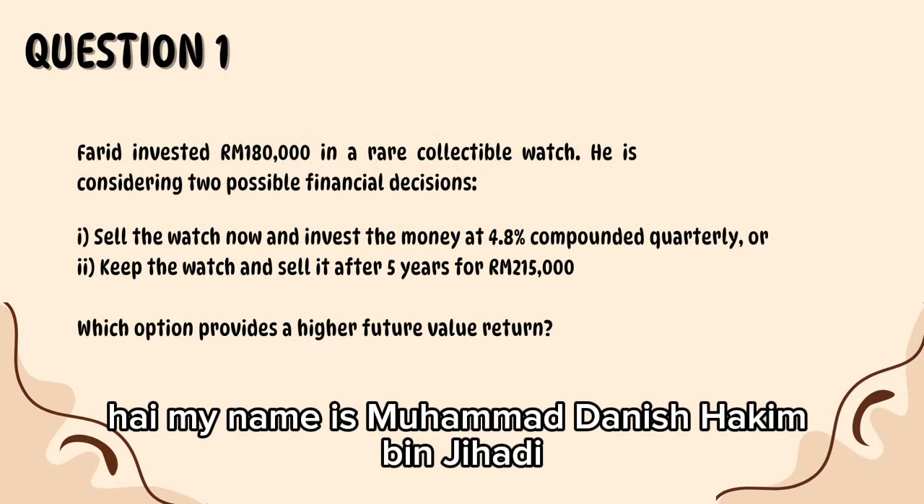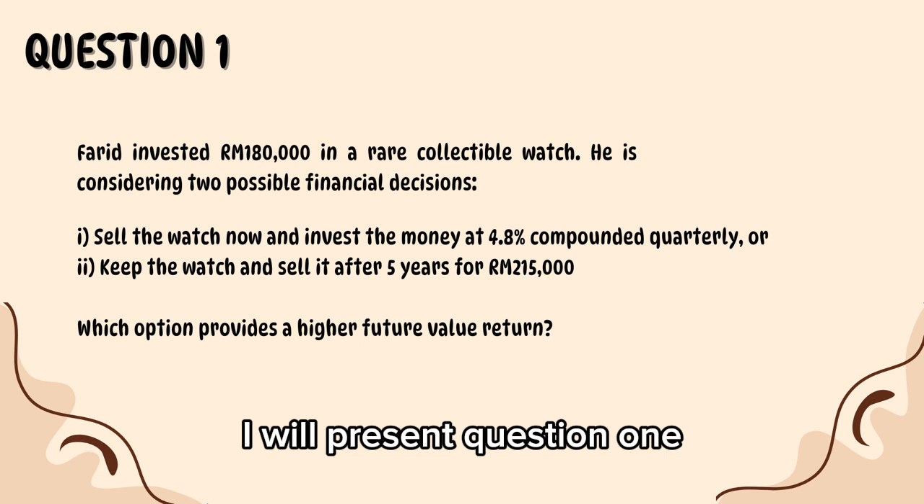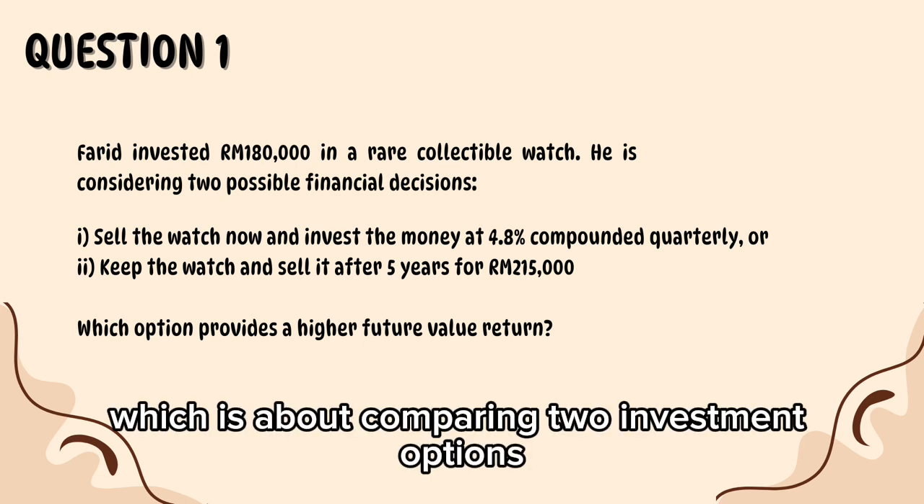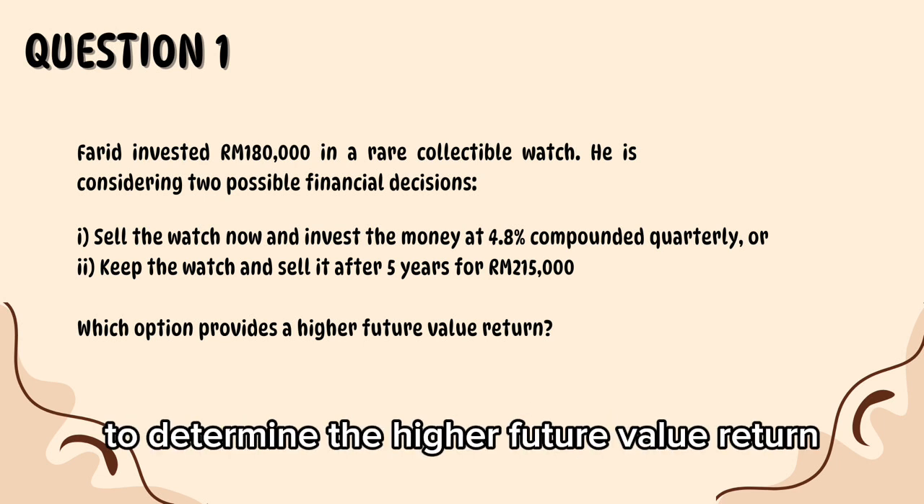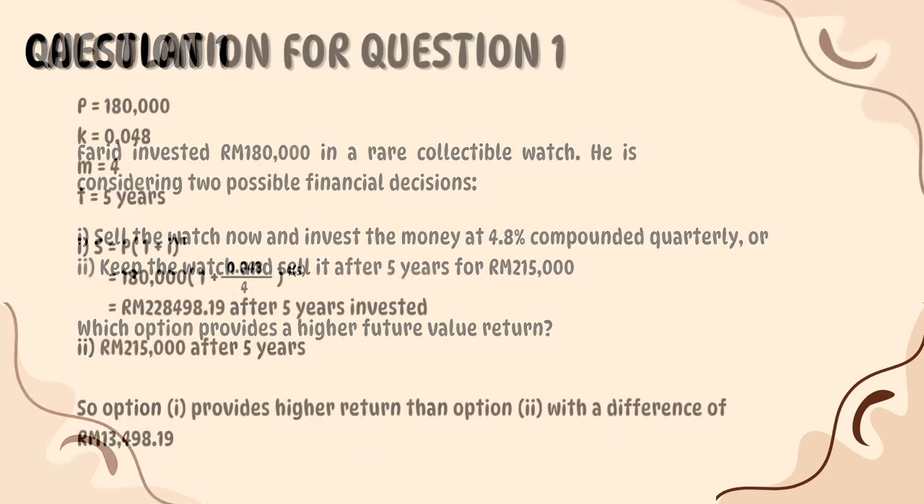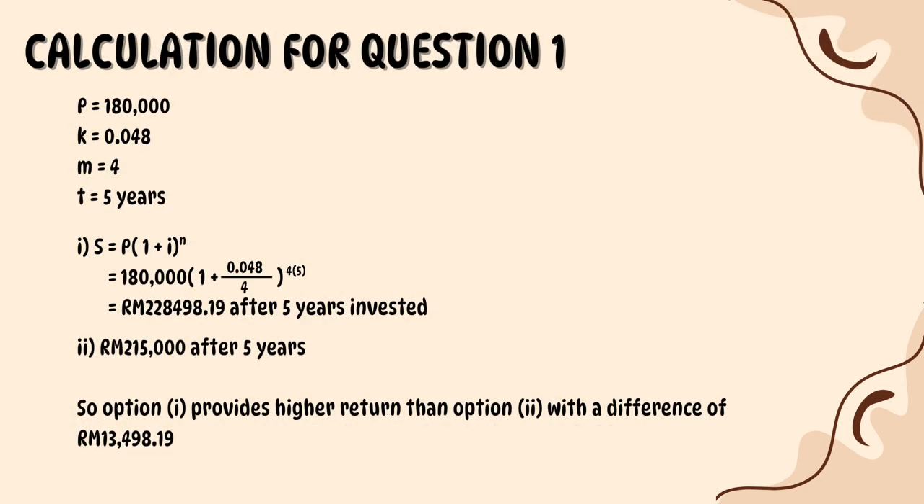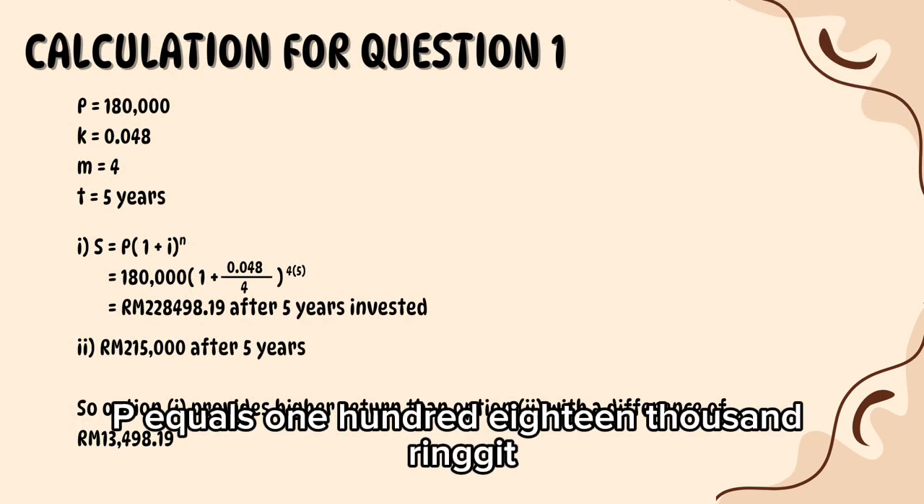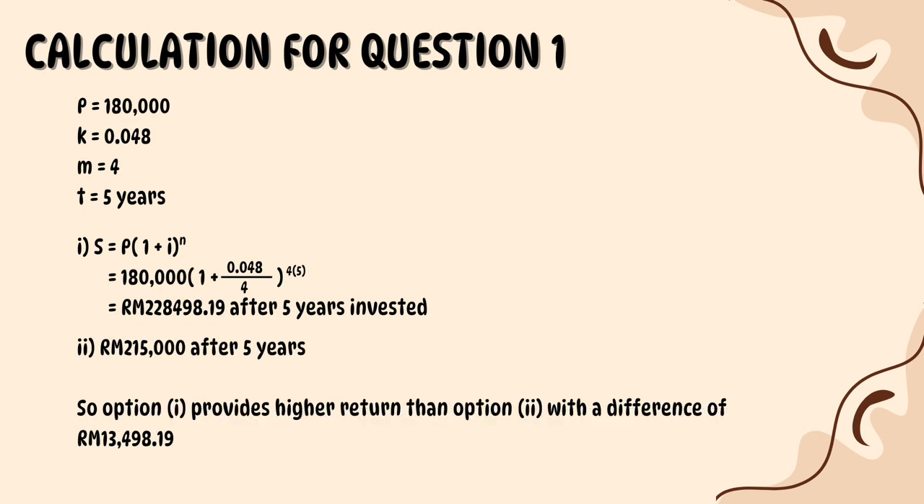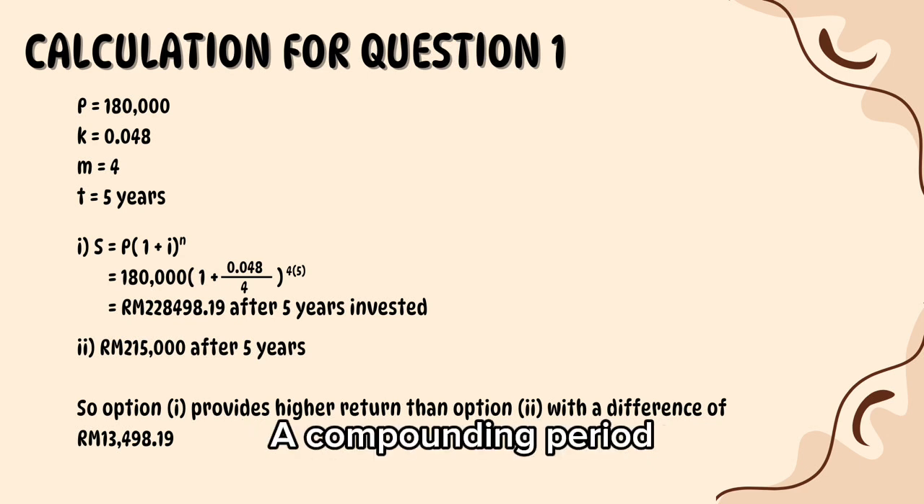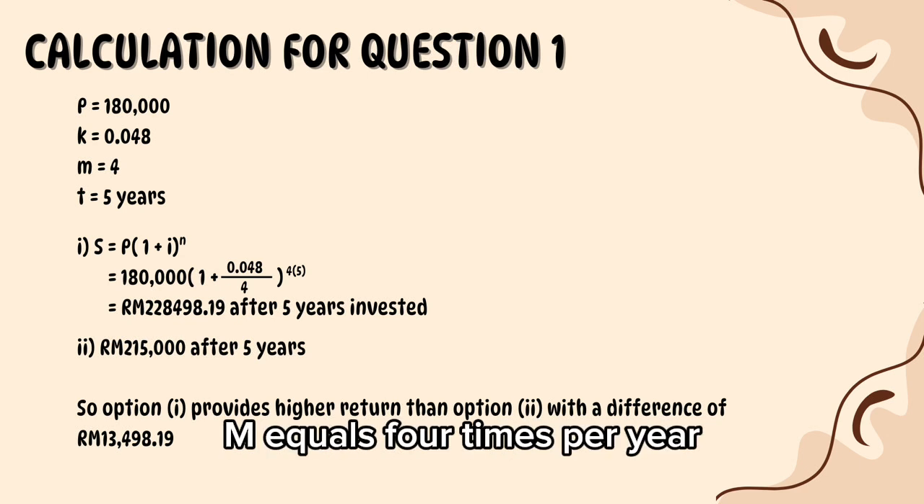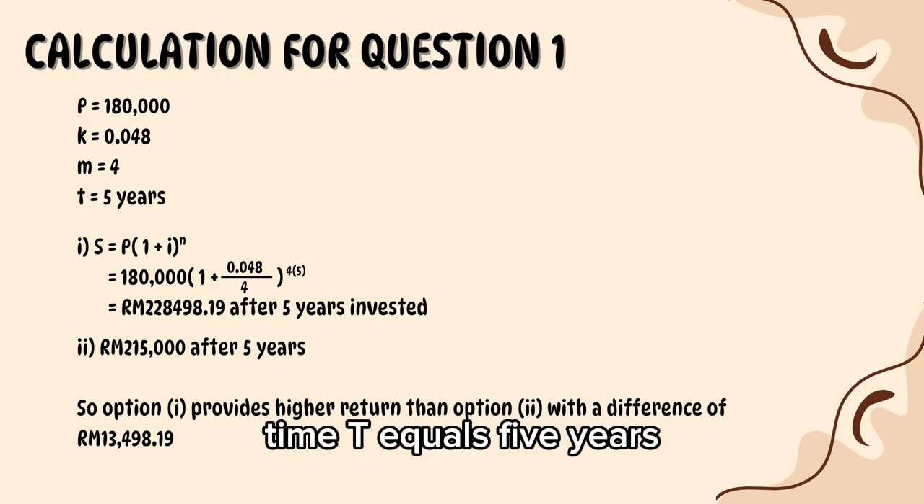Hi, my name is Muhammad Danish Hakim bin Jihadi. I will present question 1, which is about comparing two investment options to determine the higher future value return. The given values are principal P equals 118,000 ringgit, interest rate 0.04 per annum, compounding period M equals 4 times per year, time T equals 5 years.